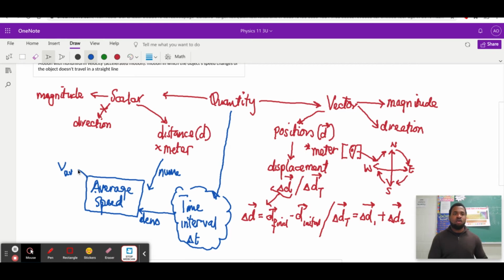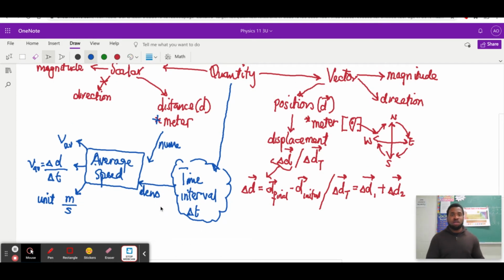And this is not only symbolized as V with subscript AV, but also can be determined by the connection between the distance, which is measured in meters, and that of our time. And so therefore, to determine the average speed, what we need to do is to find our change in distance divided by our change in time. And so therefore, we are able to get our unit of average speed to be, in this case, meter per second. And so this can show you many things.